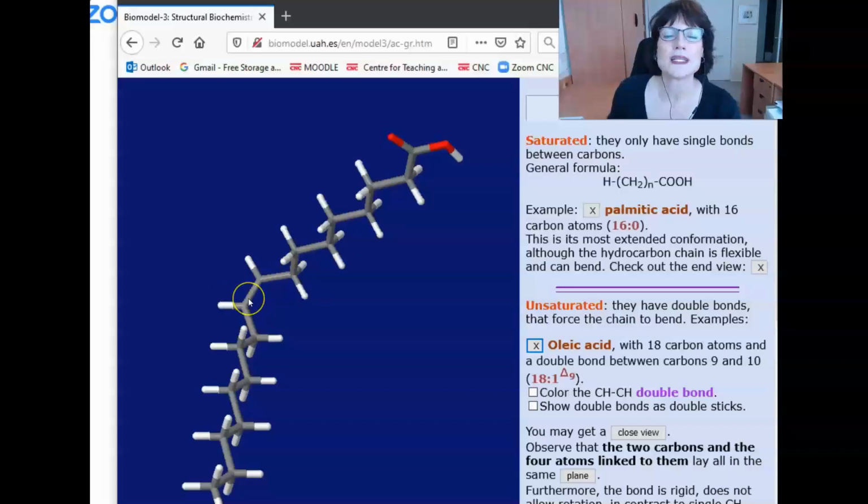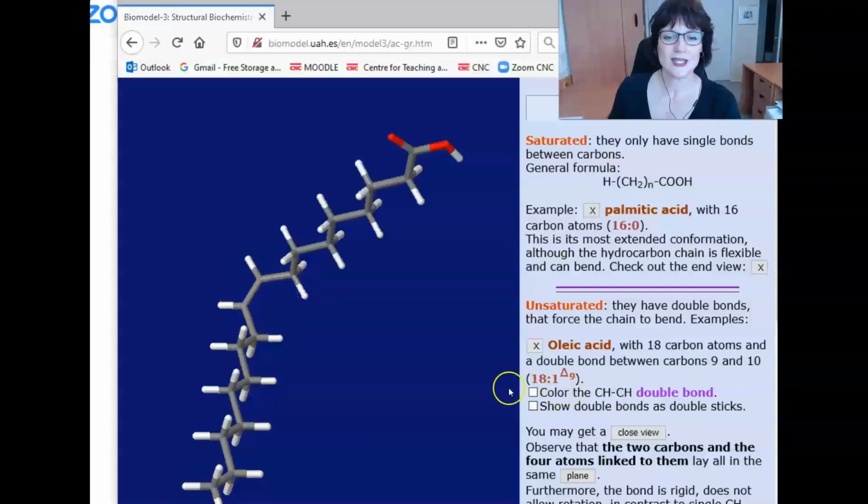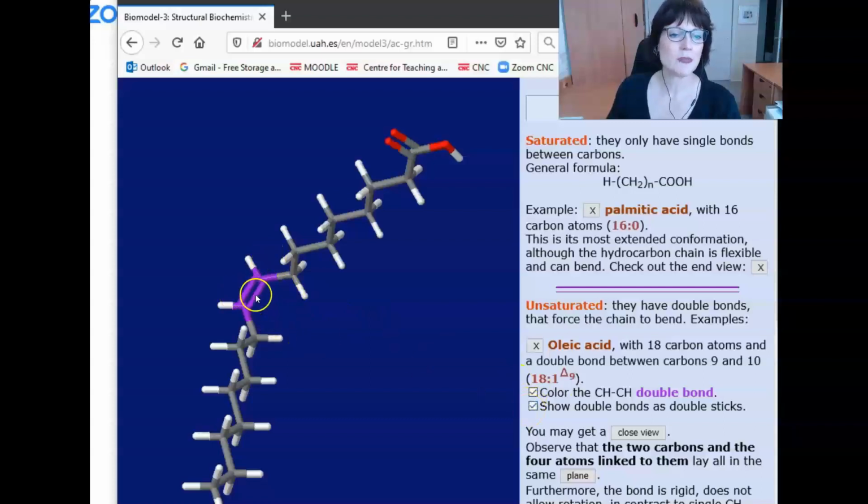Okay? And you can also notice that there are fewer hydrogens attached to these carbons because instead of hydrogens, you have a double bond. So here, each carbon has 2 hydrogens, 2 hydrogens, 2 hydrogens. But here, it only has 1 hydrogen, and that's because the other bond is a double bond between each of these 2 carbons. And if you look over here, you can even color the double bonds, and you can show the double bonds also like this.